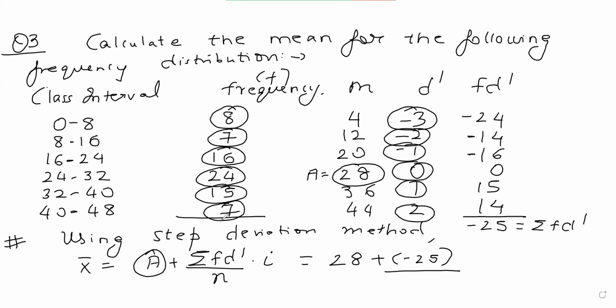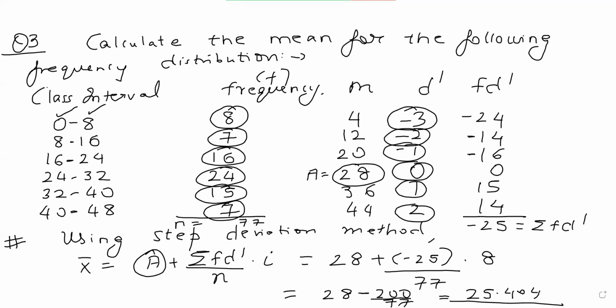Assumed mean is 28. fd dash is minus 25. How much is my n? Sum up all frequencies: 8 plus 7 plus 16 plus 24 plus 15 plus 7. N is 77. So divided by 77 times I. How much is I? Upper minus the lower limit, 8 minus 0 is 8. So we can quickly calculate the answer now. It is 28 minus 25 times 8, which is 200, by 77. Now we can quickly work this out. It comes out as 25.404. This is my arithmetic mean x bar for this particular numeric.